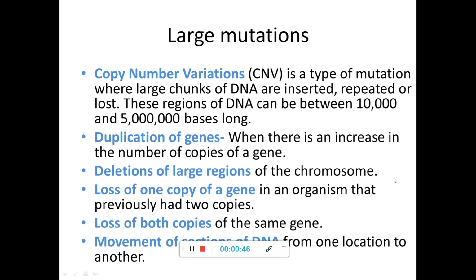And these regions of DNA can be around 10,000 to 5 lakh bases long. Other than that, you can also have duplication of genes, where there would be an increase in the number of copies of a gene. You can also have deletions of large regions in the chromosome. You can also have loss of one copy of a gene, or it could be loss of both copies of the same gene. And you can also have movement of a section of DNA from one location to the other. Rather than being point mutations, these are all included under the large mutations of the gene. So let's go on.